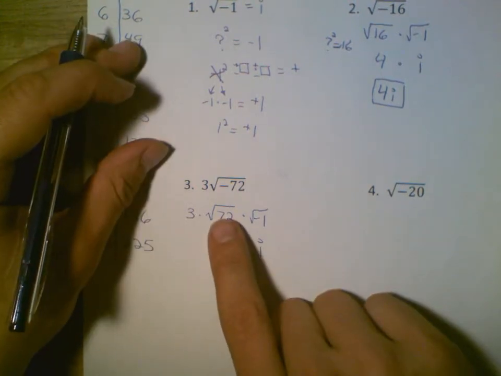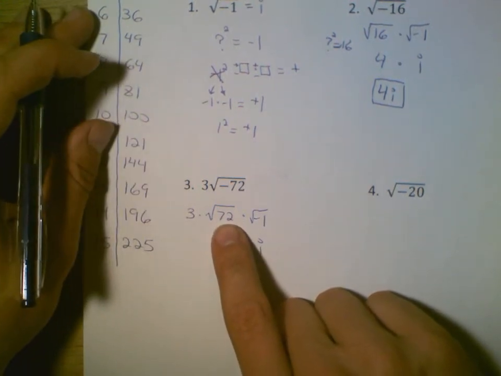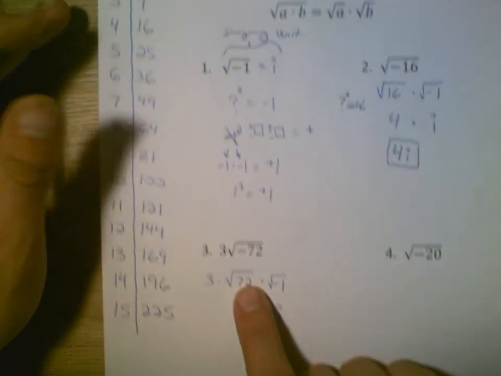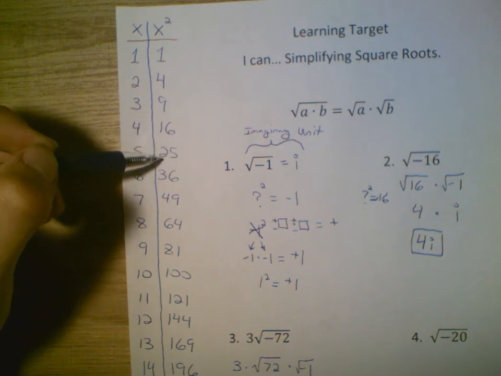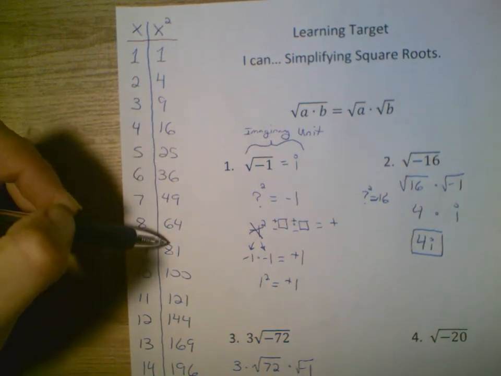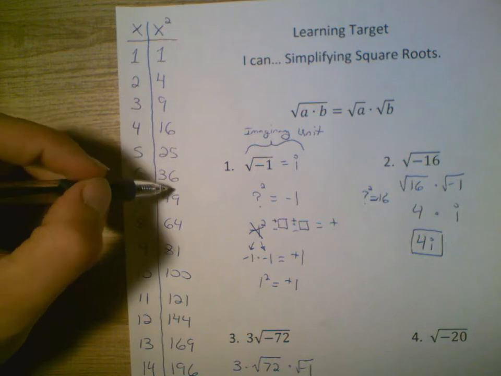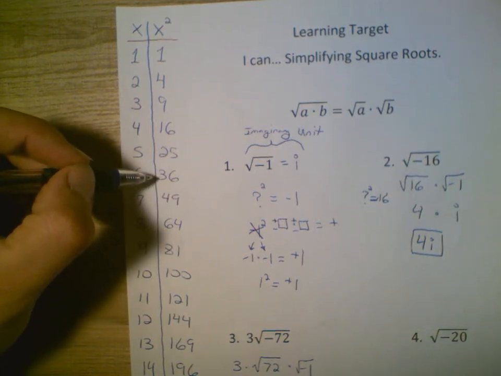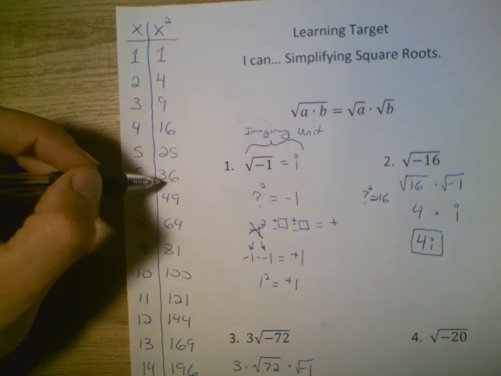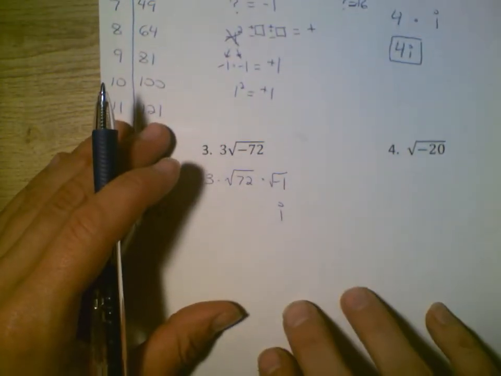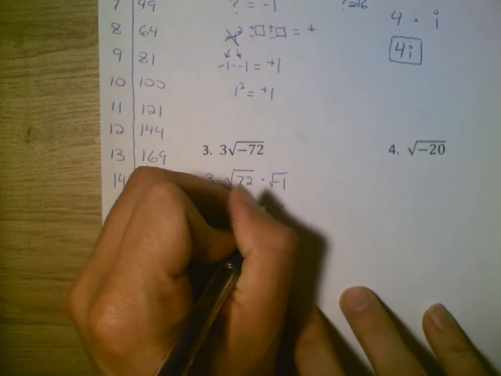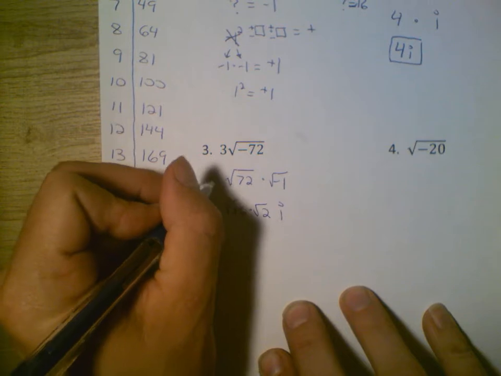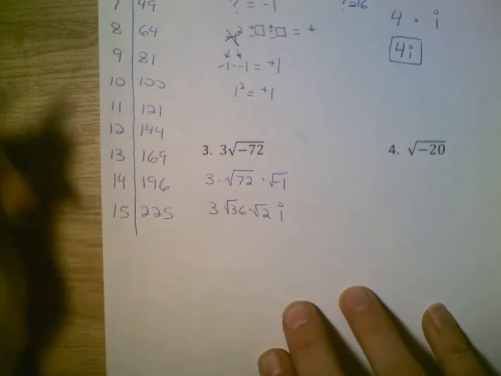Now, the square root of 72, I need to think of what is the biggest perfect square that goes into 72. So if I look at my chart of perfect squares, I have 1, 4, 9, 16, 25, 36, 49, and so forth. And the biggest perfect square that's going to go in evenly to 72 is going to be 36, right? 36 times 2 is 72. So I can rewrite 72 as the square root of 36 times the square root of 2.